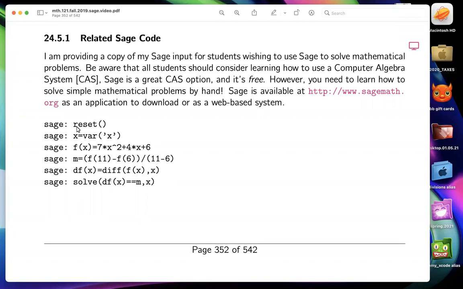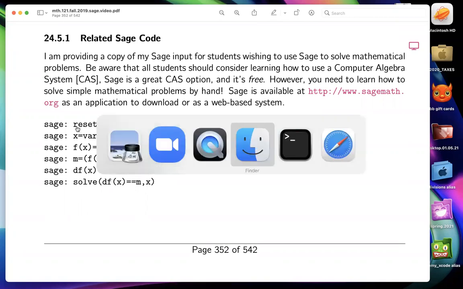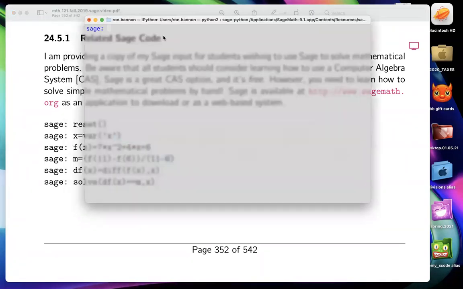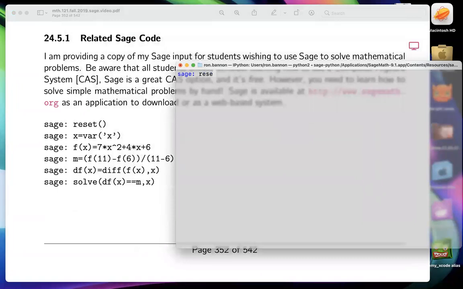Reset. We've been doing this for a very long time. I'll open a terminal and type this in. So what does reset do? It gives me a nice clean sheet of paper, so to speak. It clears out all the nonsense that Sage might have stored. X is defining a variable. And in Sage, you don't have to define x as a variable because it's a default variable. But nonetheless, I like to do it.